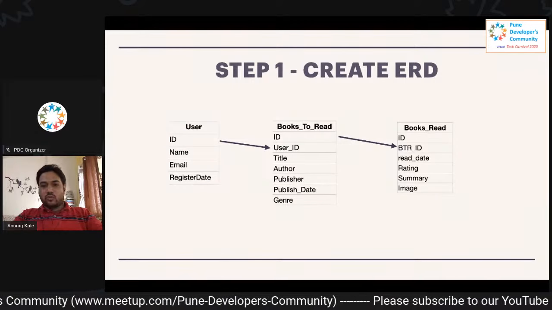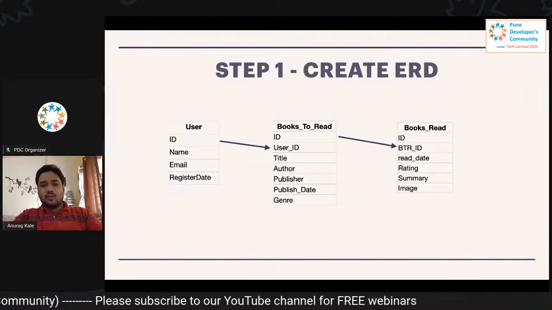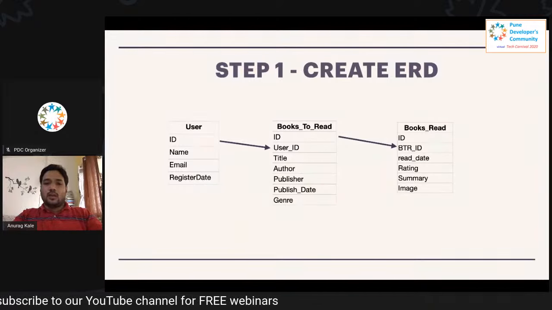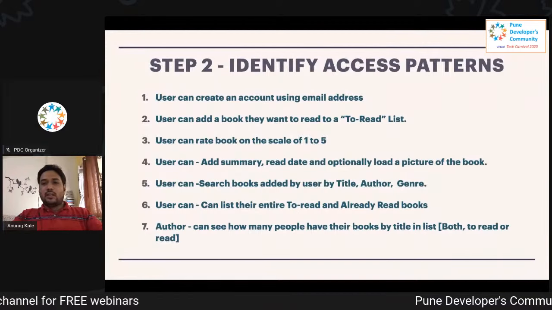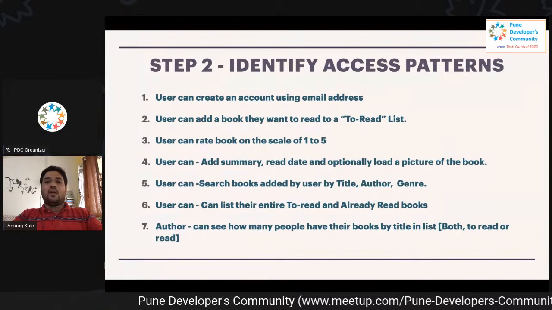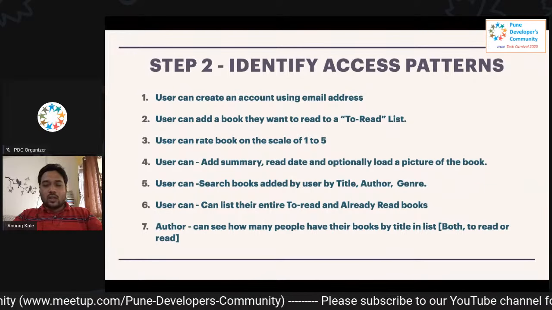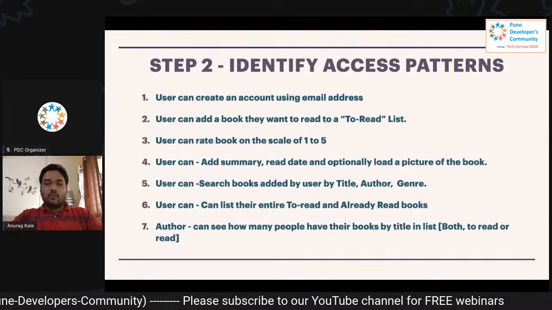So these three tables are user, books to read, and book read. And these are the different attributes, and as you can see, all of these definitions are one-to-many relationships. Now the second thing is you need to define access patterns. These are the access patterns that I have defined for this mobile application, which was for maintaining a record of books that you have read.